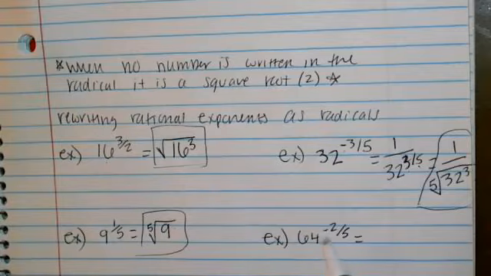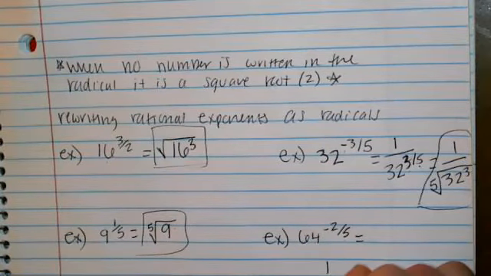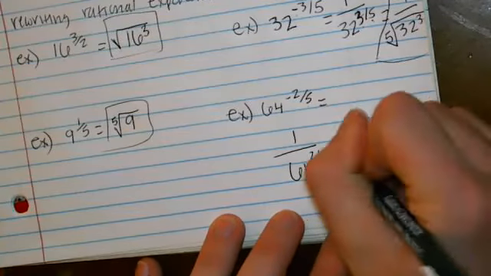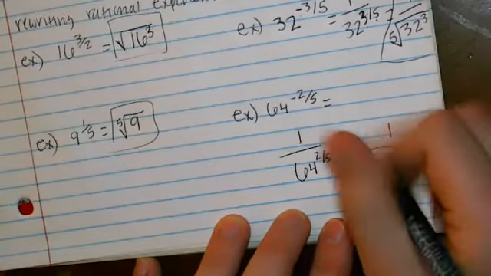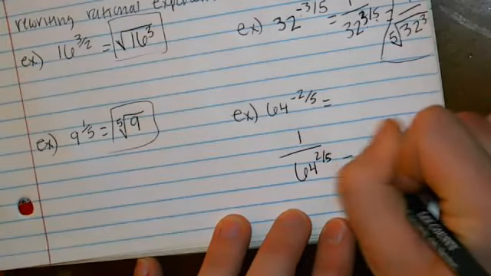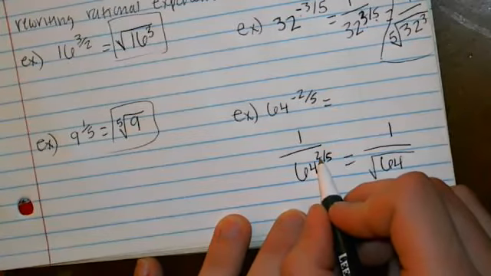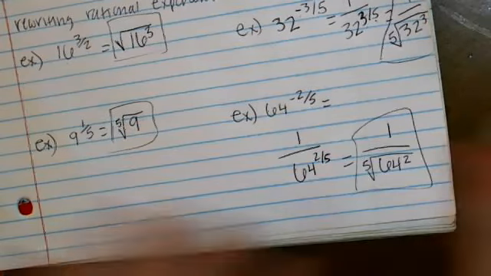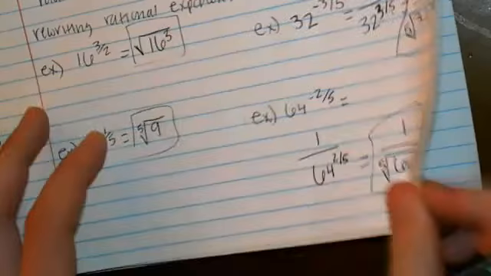Okay, so 64 to the negative 2/5. Again, take that to the denominator, make that exponent positive. Now let's deal with the rational exponent, make it into a radical. 64, the exponent's going to be a 2, and the root will be a 5.